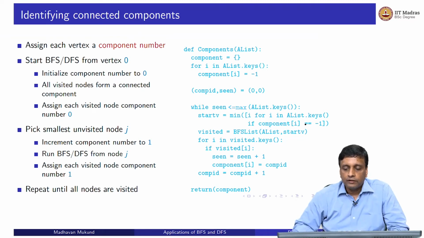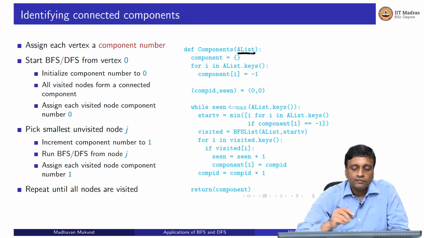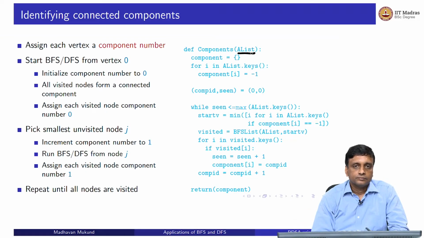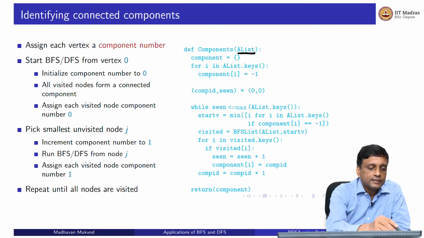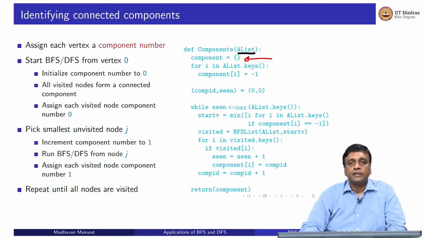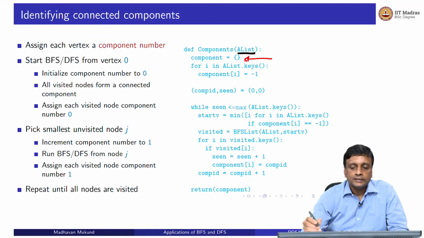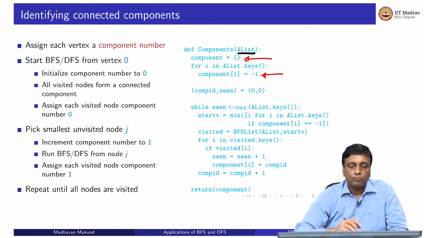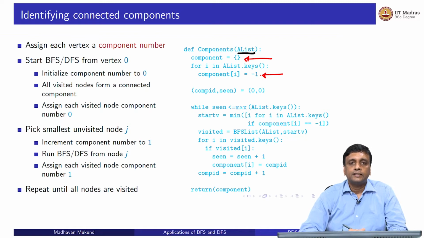So, here is a BFS version of this connected thing. I want to find the components in a graph which is given by an adjacency list. So, what I do is I initialize a dictionary which tells me the component number of each vertex. Component of i is going to tell me which component vertex i belongs to. I initialize the component of every vertex to -1. If a vertex has component -1, it means that it has not been visited yet. This is like saying that its level was -1 in BFS, an implicit way of saying that something has not been visited.